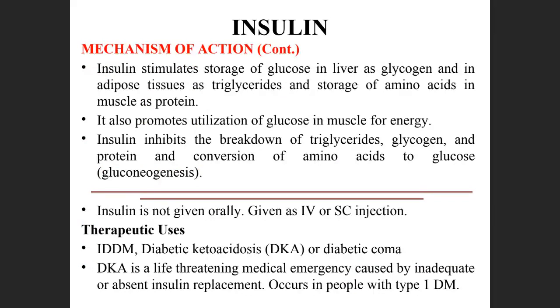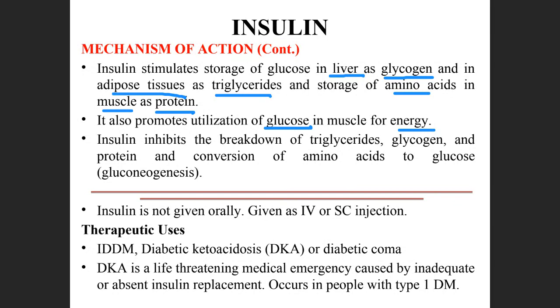Now, insulin stimulates the storage of glucose. As I told you, it stores the glucose in the liver, in the adipose tissue, and also in the muscles in the form of proteins. In the liver, it is stored in the form of glycogen, in the adipose tissue it is stored in the form of glycerides, and in the muscle it is stored in the form of amino acids and proteins. So always this glucose is sent to the liver, adipose tissue or muscles, and it is stored there. It is pushed away from the blood, and from there the glucose is utilized for energy. In the muscles it is utilized for energy.